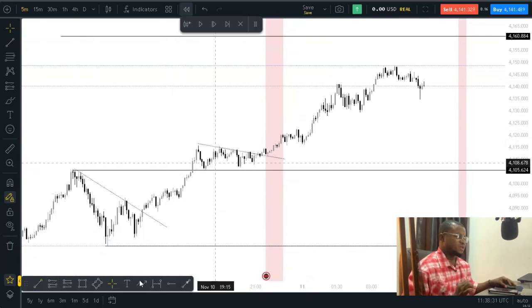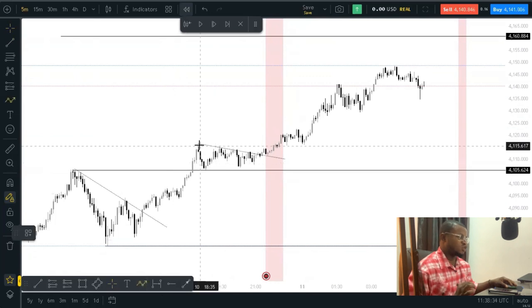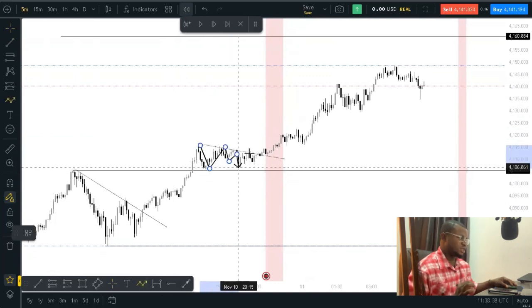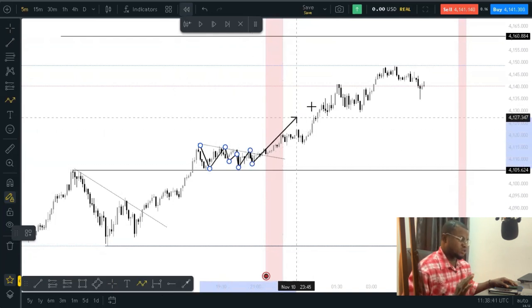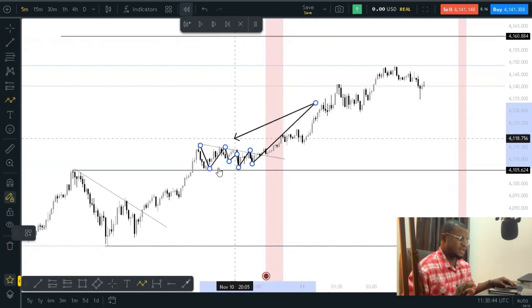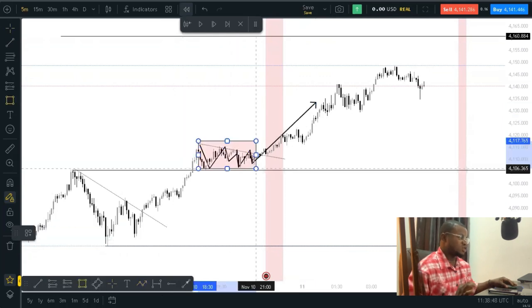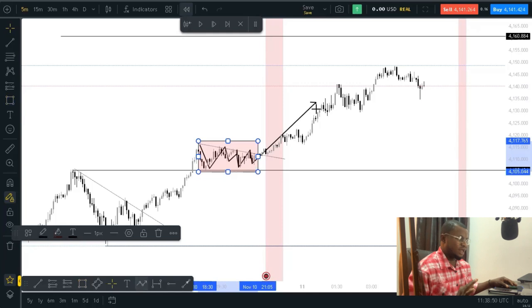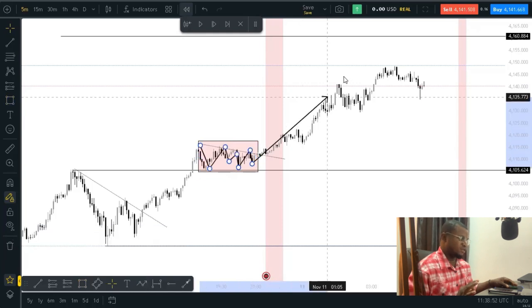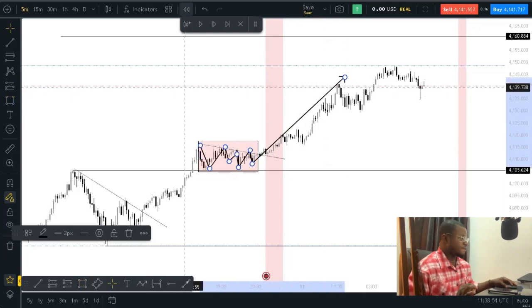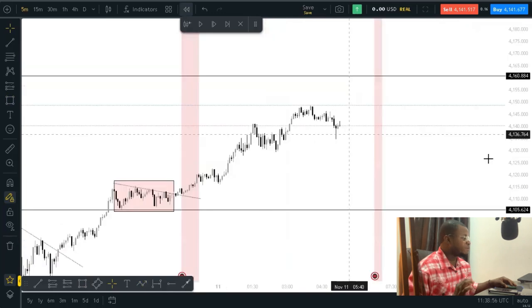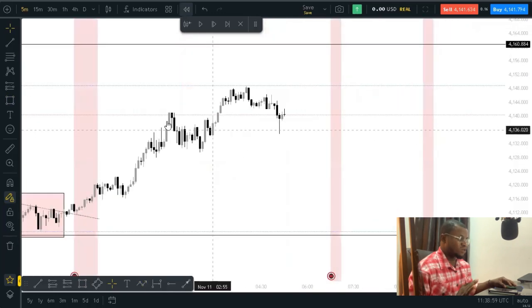What it simply means is the price accumulated liquidity, then swept liquidity. So it was the liquidity generated here that led to price buying to this certain level. Okay, so what I paid my attention to was nothing different.